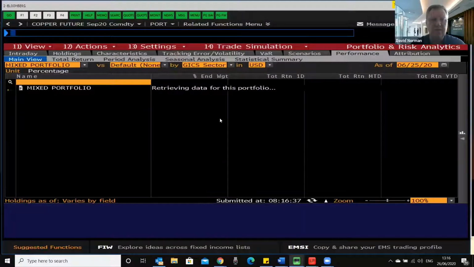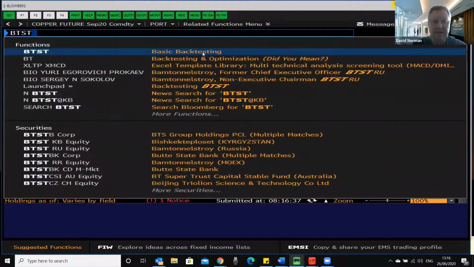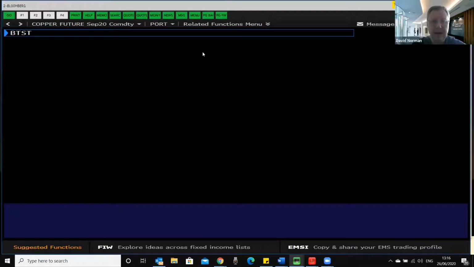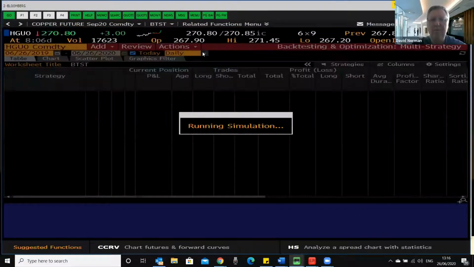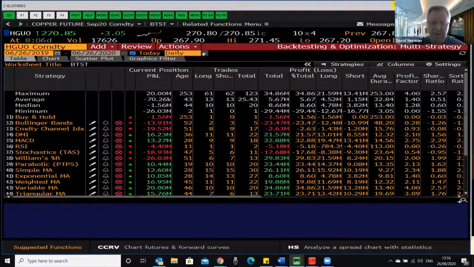And what we can also do is we can back test strategy. So BTST allows us to go to back testing. And this means that we can run a number of simulated trading strategies against our portfolios. So students learn how to manage assets properly, and then can use their experience to formulate portfolios and back test particular strategies.